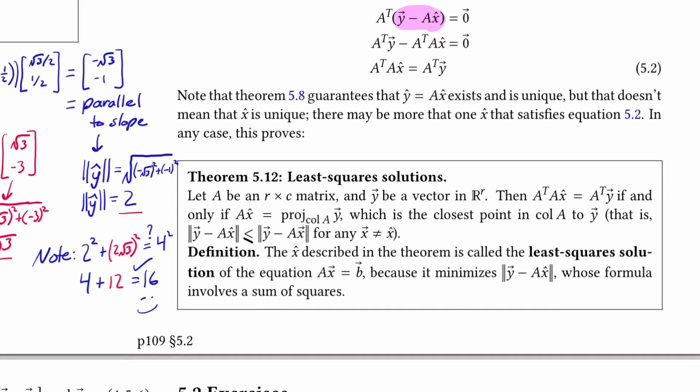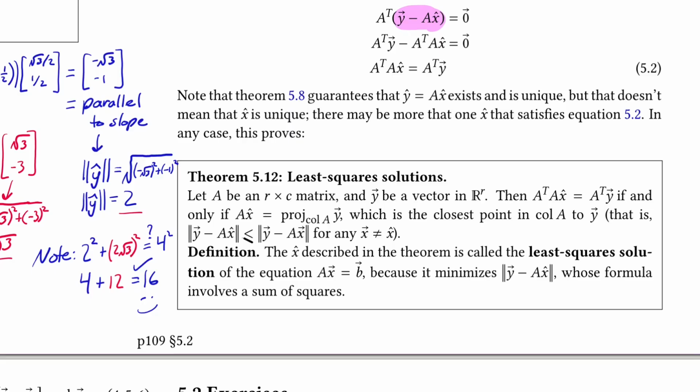So this proves that least squares solutions exist. If you have any matrix A and y is a vector in R^n, then A transpose A x hat equals A transpose y if and only if A x hat is the projection of y onto the column space, which is the closest point in the column space of A to y. That makes the distance from y to that orthogonal projection smaller than the distance to any other point.